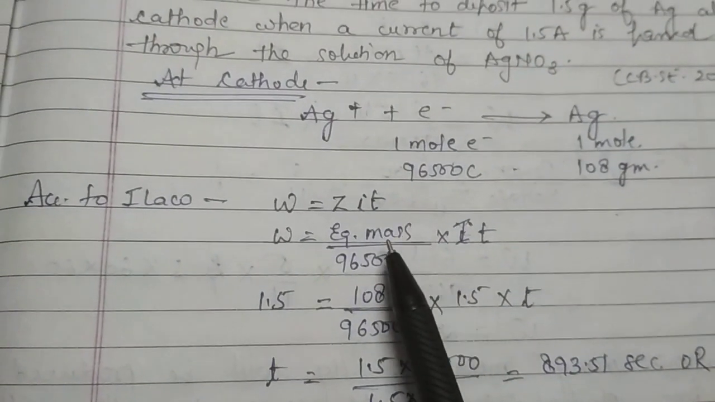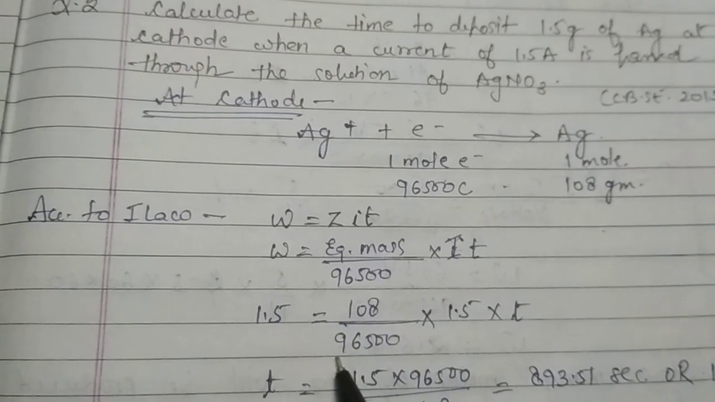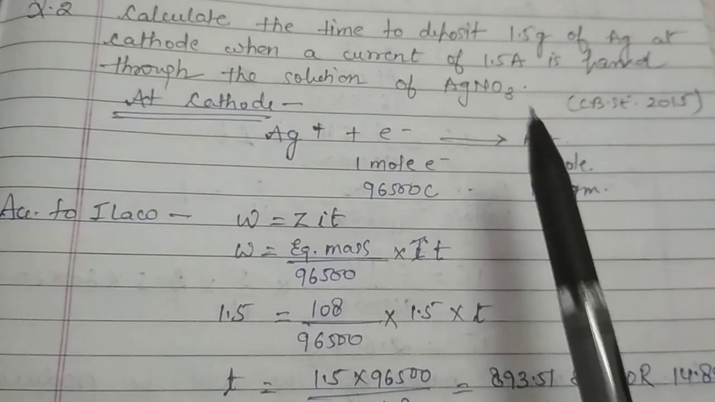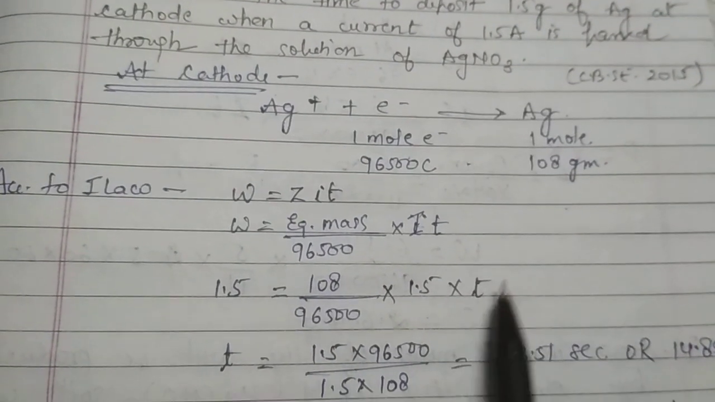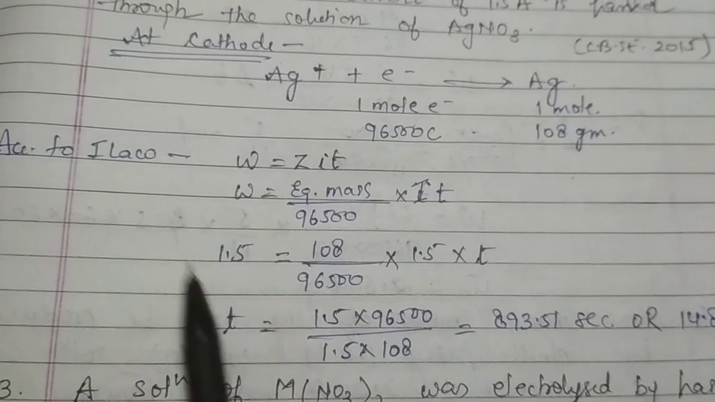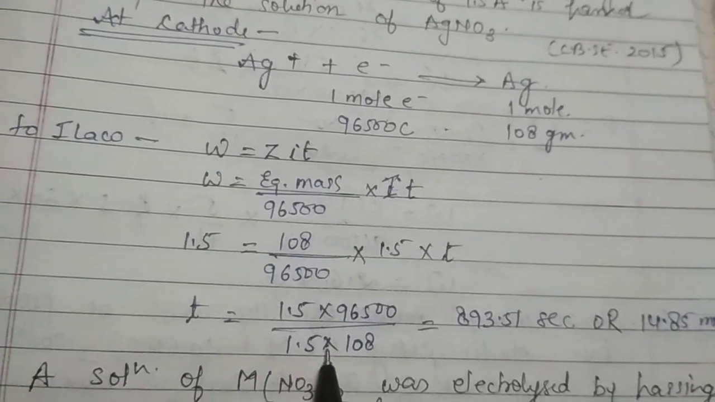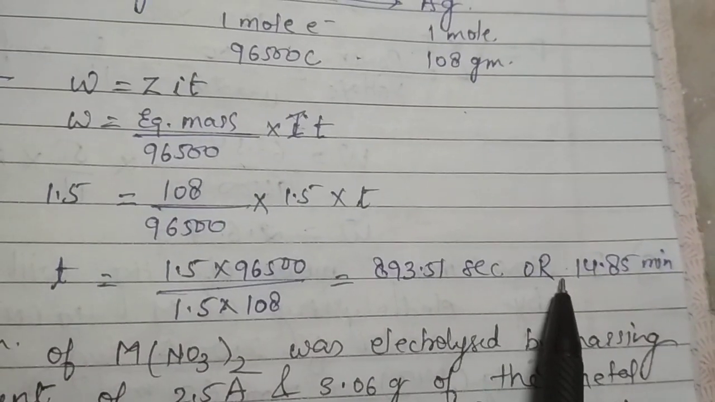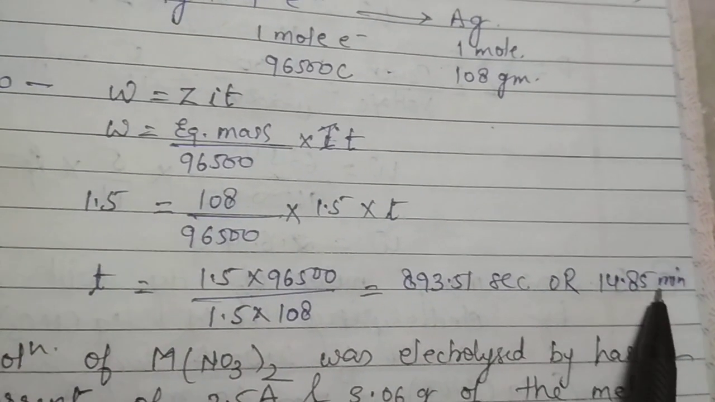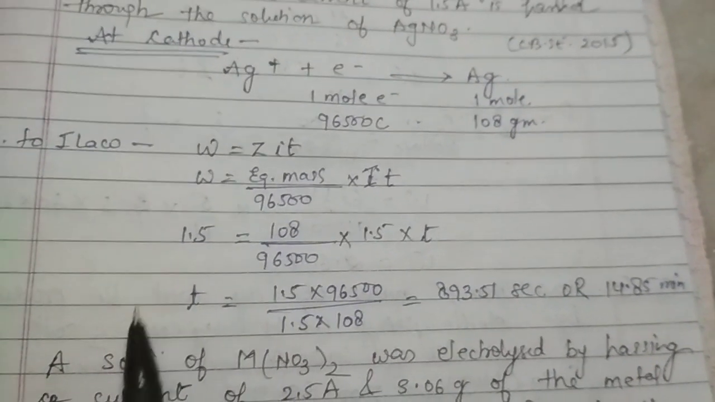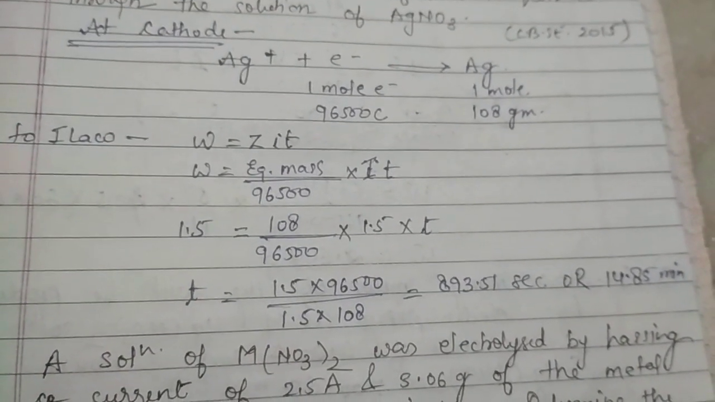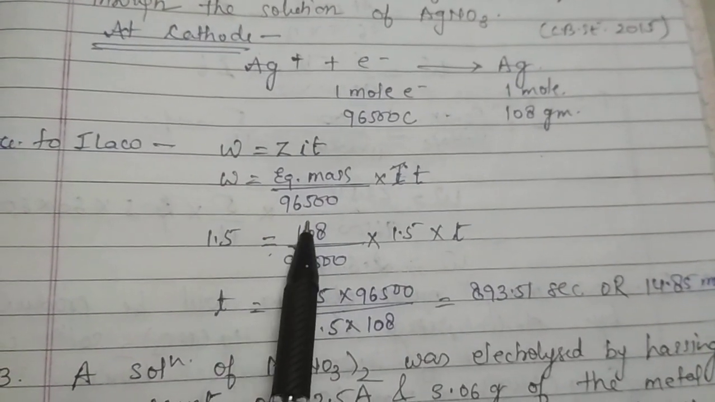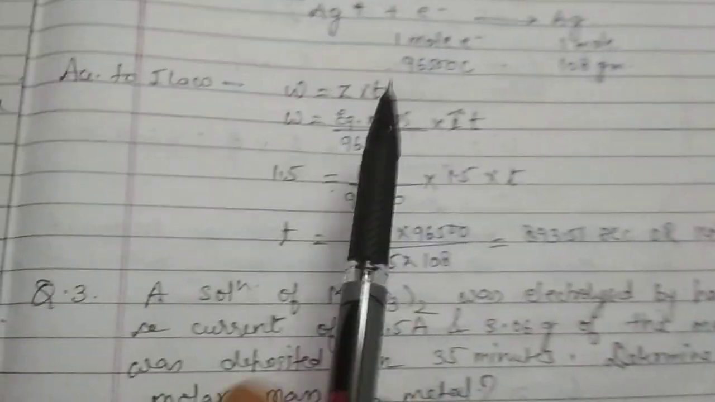That's why 108 upon 1 would be 108 upon 96500 into 1.5, that is the 1.5 ampere given to you, into T. By placing all the values, we can calculate the value of time, that would be 893.51 second, or if you convert it into minutes, it would be 14.85 minutes. So like this you can calculate the time for the process. You can directly put in the formula, place the values and calculate the value of time.